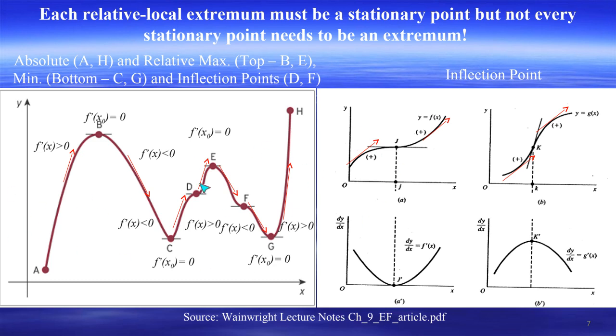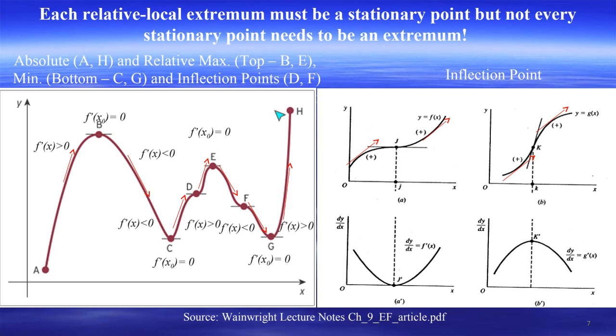Let's also check these on these curves, on these graphs, and understand what an inflection point is a little bit further. So each relative local extremum must be a stationary point, but not every stationary point needs to be an extremum. Why? Because it can be an inflection point as well. Or the first derivative can be 0 there by chance.